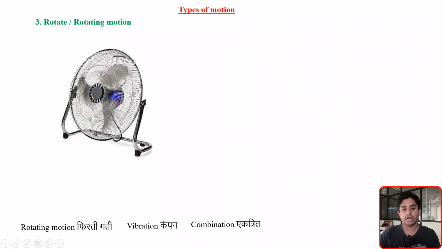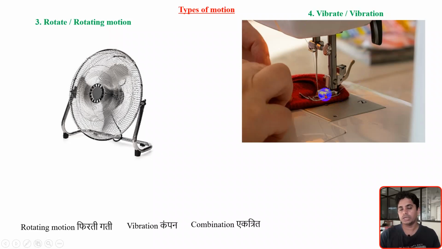One more motion is vibrational motion, or vibration. The sewing machine, we all know, the needle of the sewing machine moves up and down, and this up and down motion is in a continuous manner. So this continuous up and down motion is an example of vibration. This is also one kind of motion.